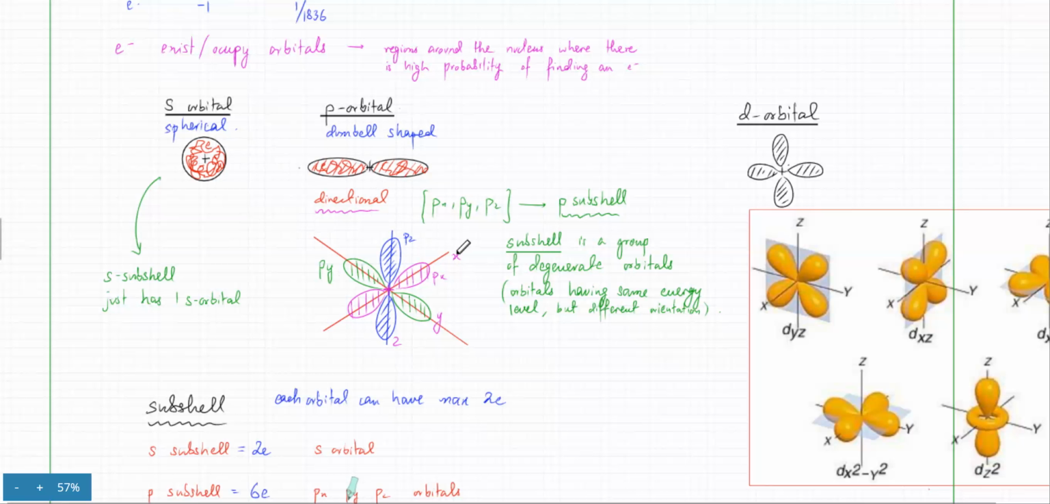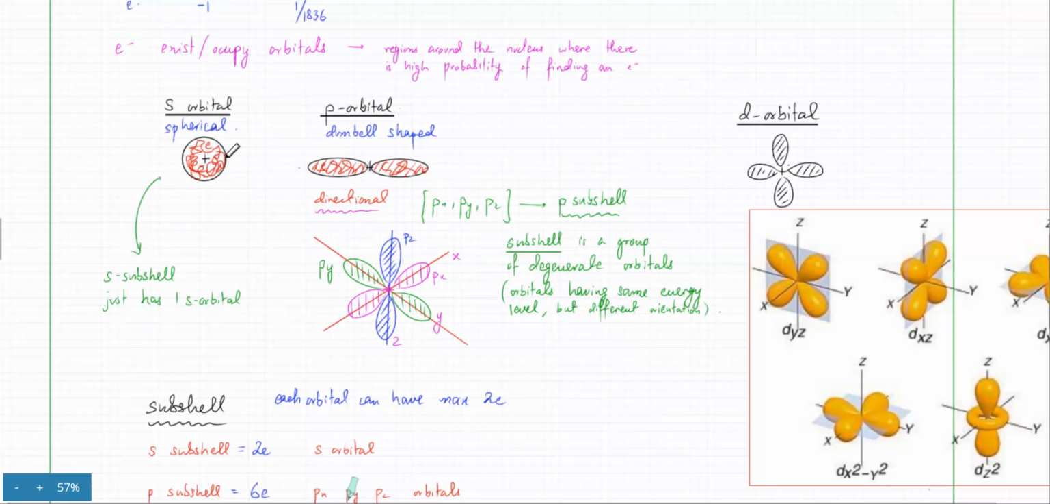It could be lying on the x-axis, the y-axis, or the z-axis. So there are three different types of p orbitals: px, py, and pz. They're all identical. They have exactly the same energy level and the same shape, so they're called degenerate orbitals. The only difference is that the directions are different, and together it's called a p subshell. A subshell is a group of degenerate orbitals.